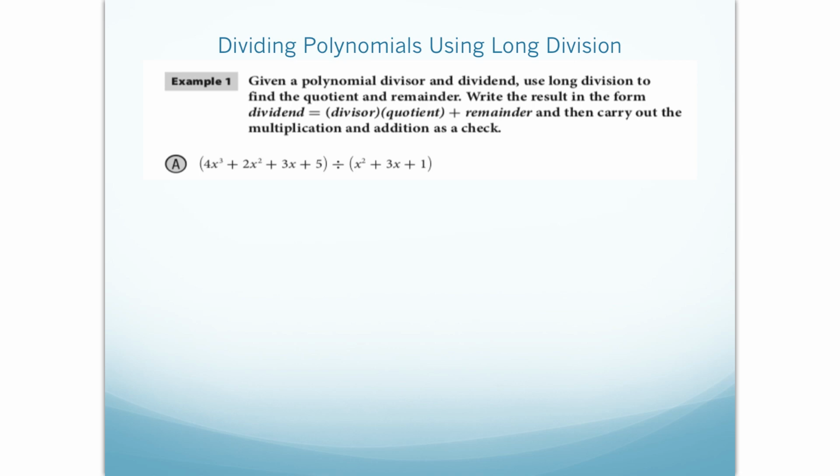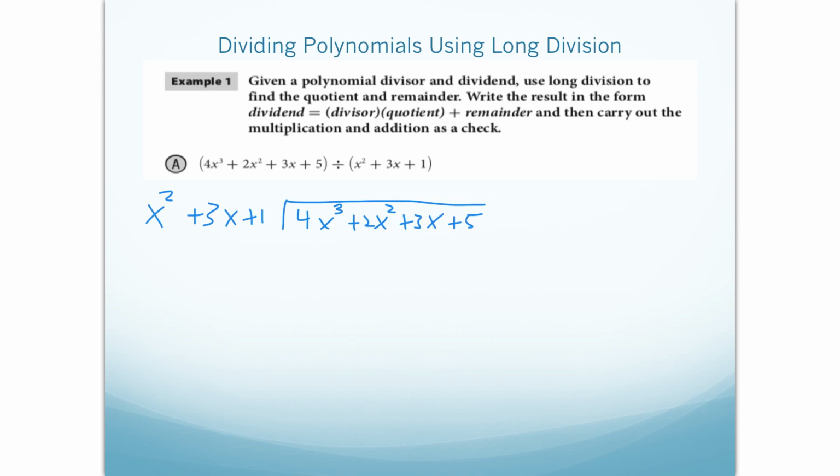Now we're going to divide 4x to the third plus 2x squared plus 3x plus 5 by x squared plus 3x plus 1. So it's important to know we have 4x to the third plus 2x to the second plus 3x plus 5. It's important to know if we're missing any of these exponents. We have x to the third, x to the second, x to the first. We've got all of the exponents. If we were missing any, we'd have to fill it in with a 0.